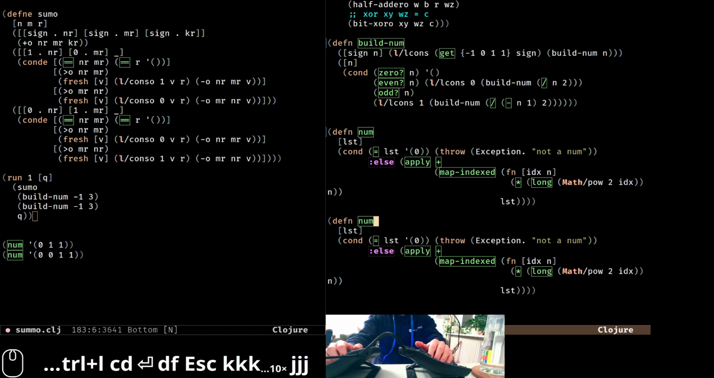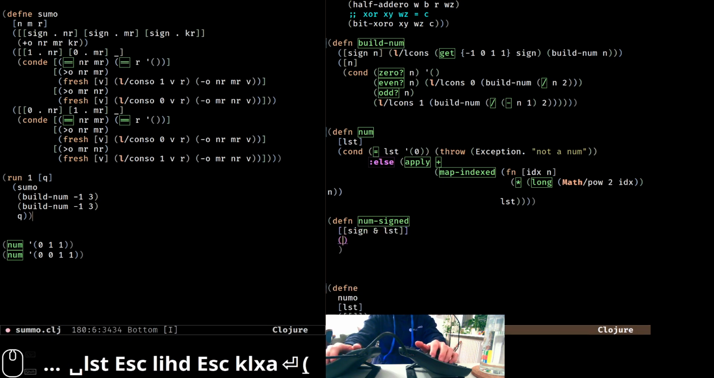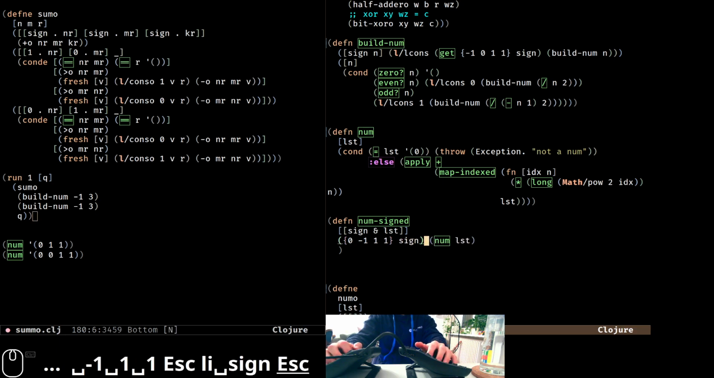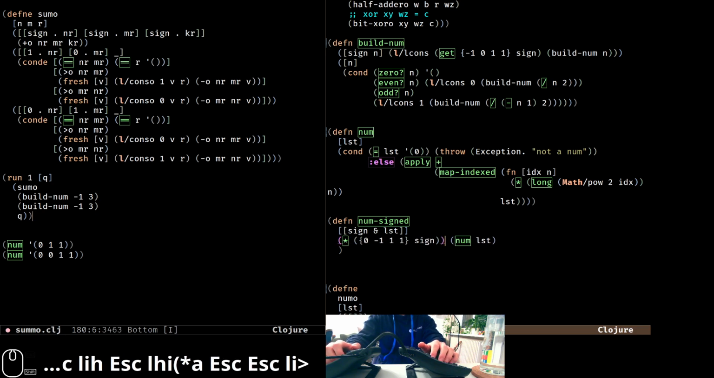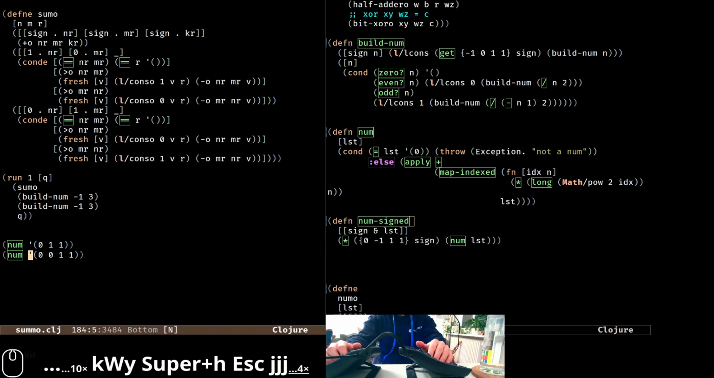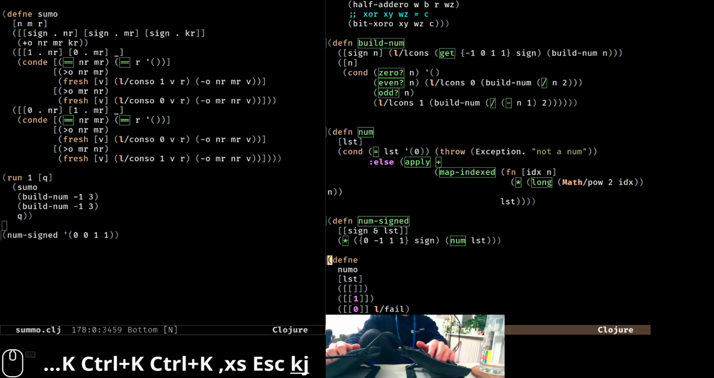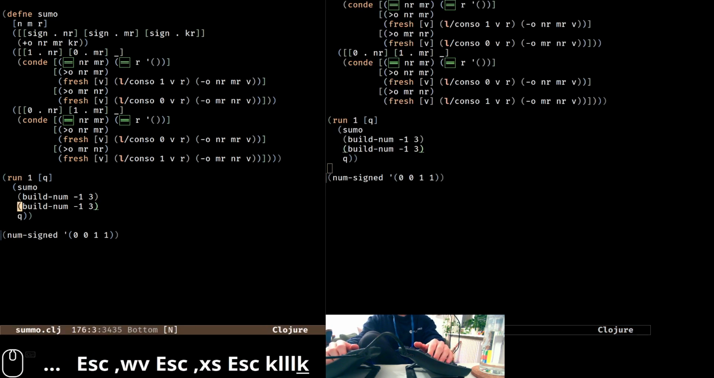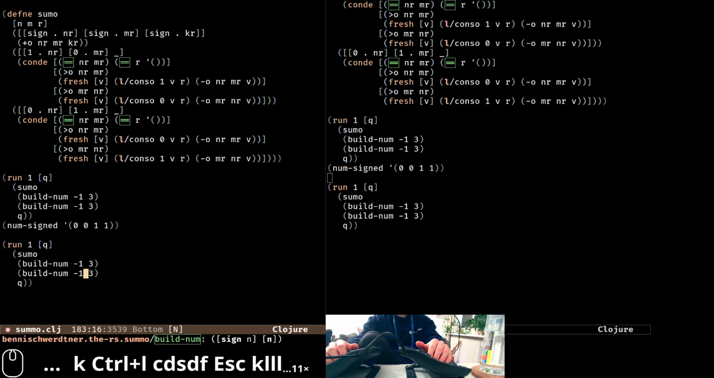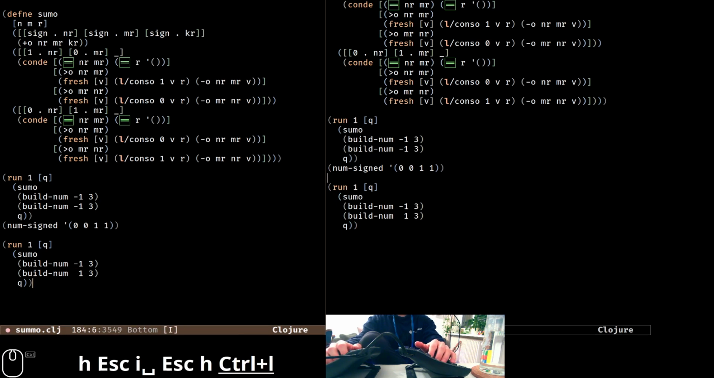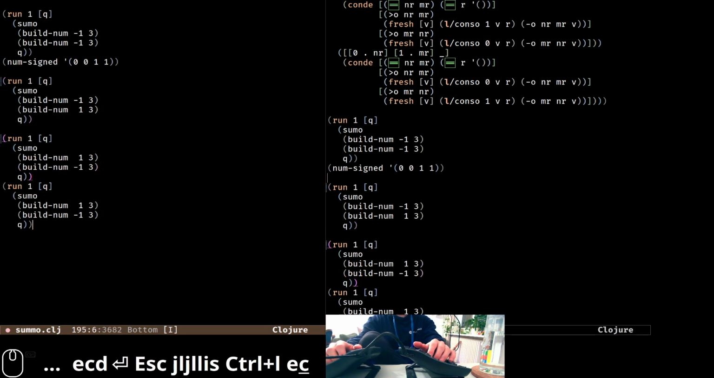Num signed. So in this case, the first thing is the sign, and the rest is the list. Then you say num list, and then you say 0 minus 1 and 1 sign. Yeah, like this. Like this. Okay, so if I say num signed to here, it's -6. Yeah. Okay, nice. I just defined sumo. Yeah, sumo already works for 2 negative numbers. Now this is positive, then it's 0. Okay, also makes sense. If I swap them, it's 0.